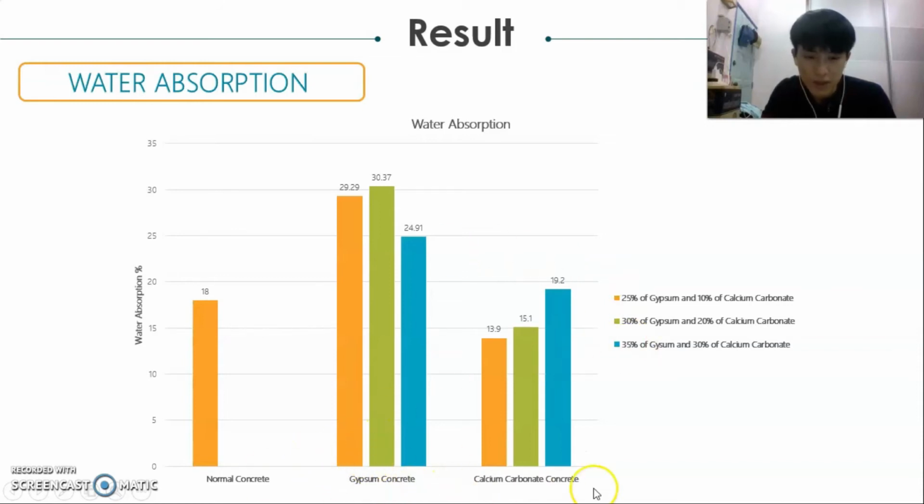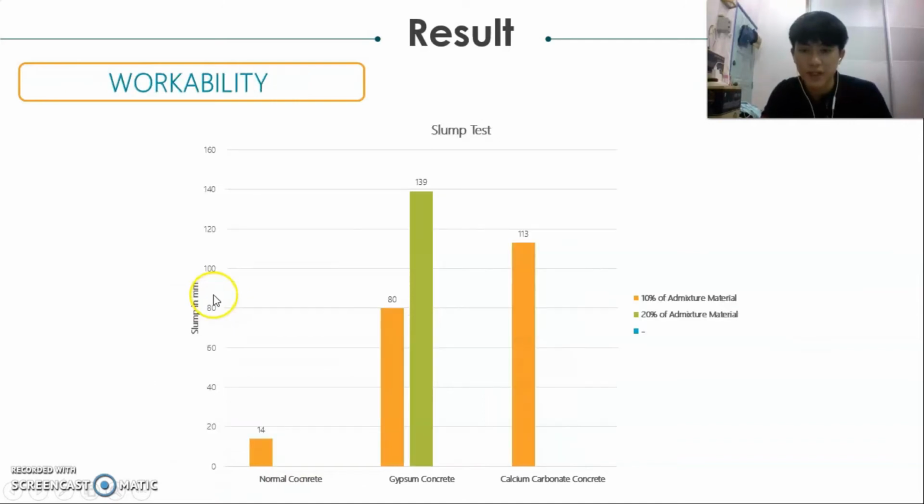And we have the medium result, calcium carbonate concrete, with 13.9, 15.1, and 19.2%, with replacement of 10%, 20%, and 30% of limestone in this concrete. And then we have the lowest result, normal concrete, with 18%.